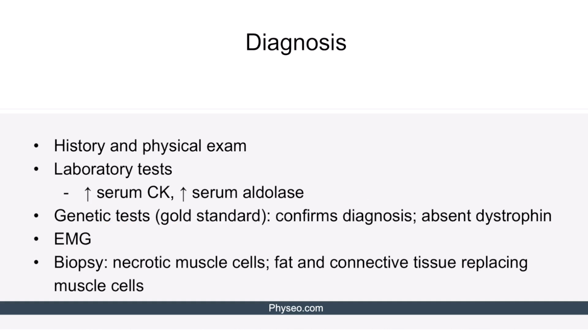Okay, moving on to the diagnosis. Duchenne muscular dystrophy should first be suspected in a patient with historical and physical exam findings that we just mentioned. Laboratory tests will show significantly elevated serum creatine kinase and aldolase levels, which are signs of skeletal muscle degradation. To confirm the diagnosis, genetic tests are the gold standard and typically reveal deletion mutations in the dystrophin gene, resulting in an absence of the dystrophin protein.